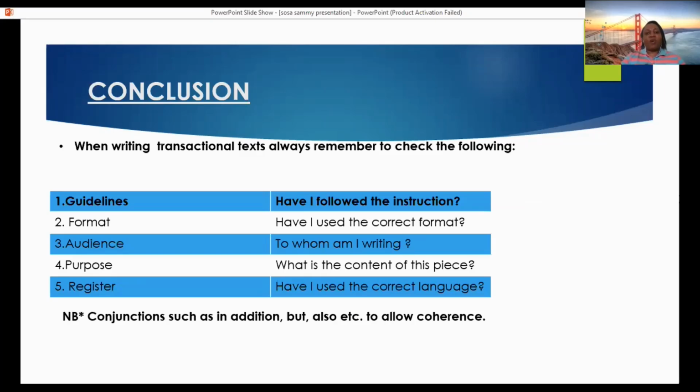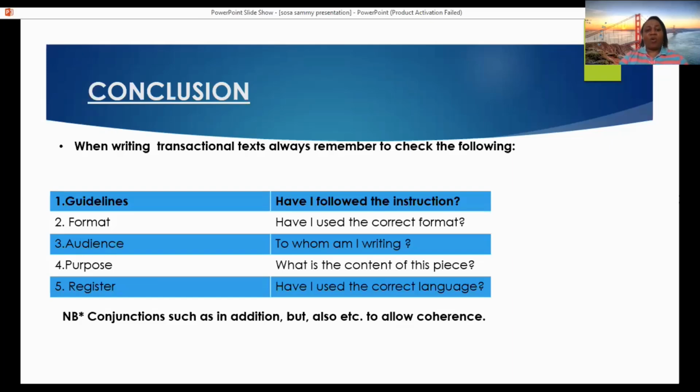We come to the conclusion of our lesson. What is important for us to note? What is important is that when you're writing a transactional text, always remember to check the following: the guidelines. Check, have I followed the instructions? If you do not follow the instructions, you will not fulfill the communicative purpose of this text. It will be as good as you are writing on a topic and you are just out of topic. It will not fulfill the function. Therefore, it ceases to be functional at all.